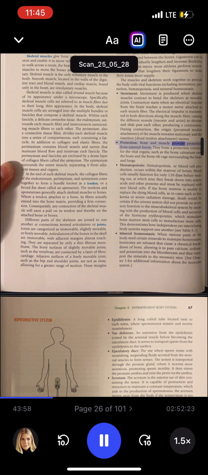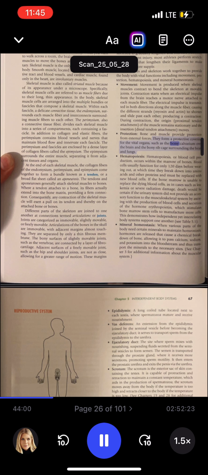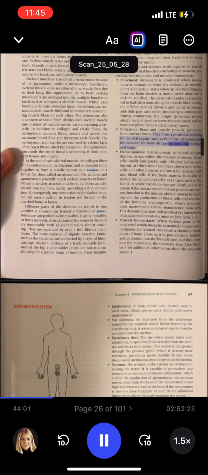Protection: bone and muscle provide protection from external forces. They form a protective covering for the vital organs, such as the bony calvarium over the brain and the bony rib cage surrounding the heart and lungs.